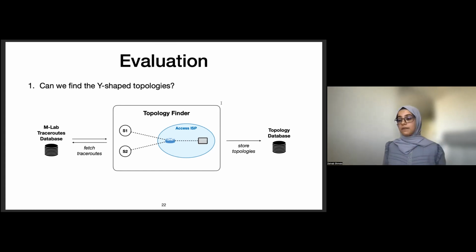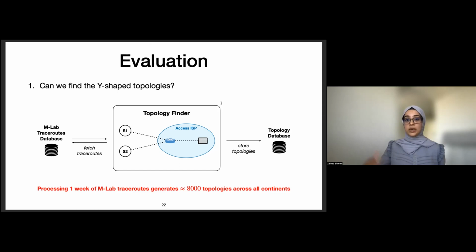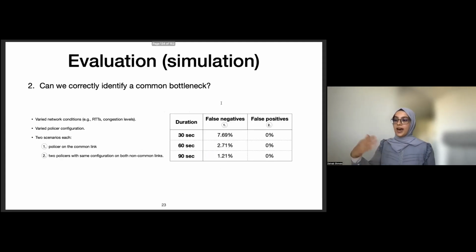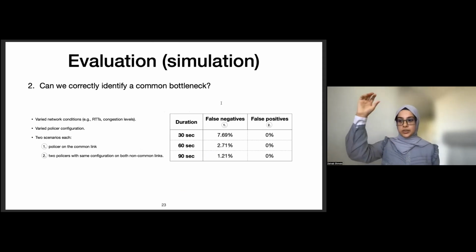With 1 week of M-Lab traceroutes, we found many of these topologies across all continents. Now, the second part of the evaluation is our algorithm. Can we correctly identify a common bottleneck? To do that, we use simulation. We use an ns-3 simulator, and we simulated various network conditions, different RTTs, different levels of congestion. And we configured the policer to have different levels of throttling.